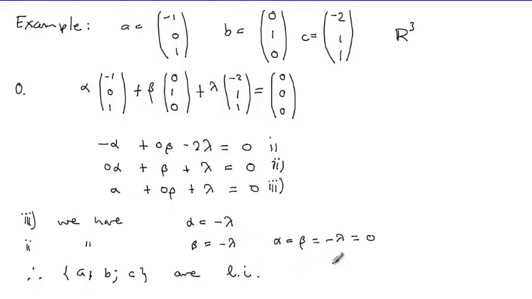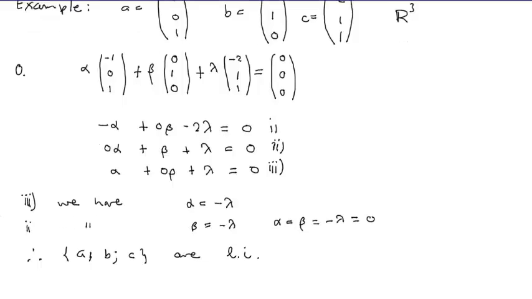So that is how we test. Otherwise, if at least one of these scalars is different from 0, then we conclude that the vectors are linearly dependent. So I hope at this stage the concept of linear dependence and linear independence is becoming clearer and clearer.